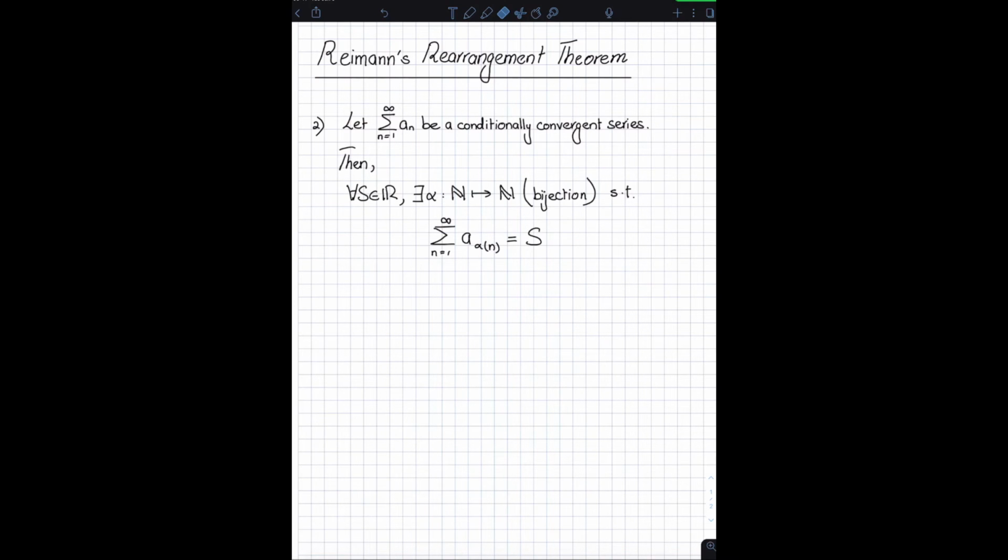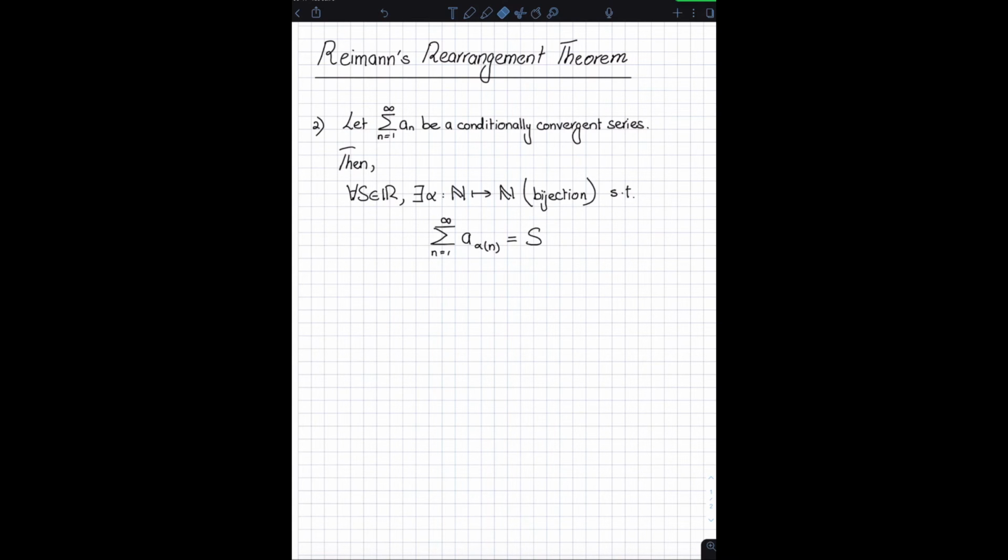So in this video, I'm going to show you the second part of the Riemann's rearrangement theorem. Let me first explain what the theorem itself says, then I'll give you a little bit of an idea about how the proof will go, and then I'll show you the actual proof.